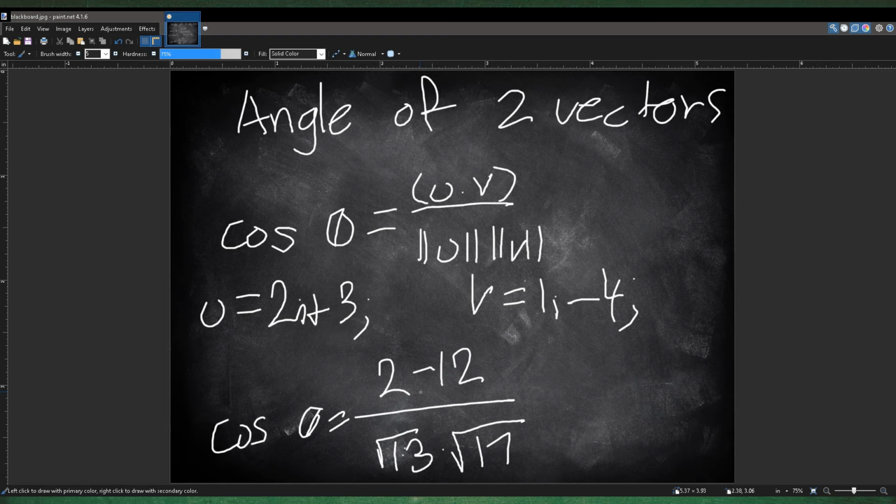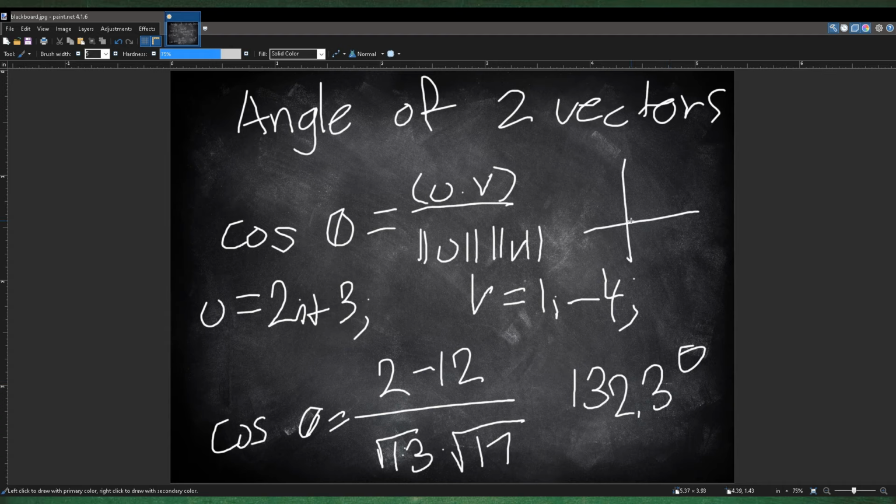Using our calculator, 2 minus 12 is negative 10. And square root 13 times square root 17 is some number, and then you take negative 10 divided by that number, and then you just use inverse cosine of that to get your angle theta, which is equal to about 132.3 degrees.